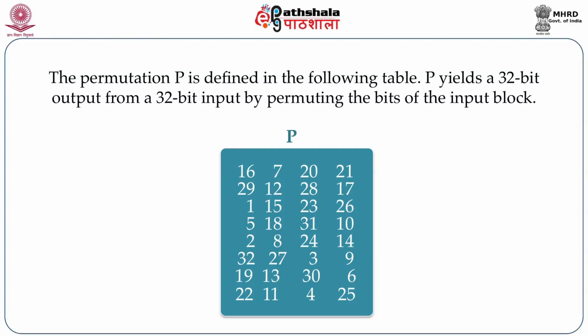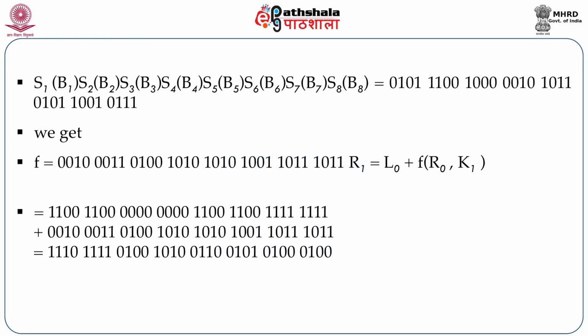Once again, the permutation table is on the screen. The 16th bit would become the first bit and the 25th bit would become the last bit. The permutation P is a 32-bit output from a 32-bit input, and what we have performed is a permutation. So this is what you can observe after permutation. The output is like this.